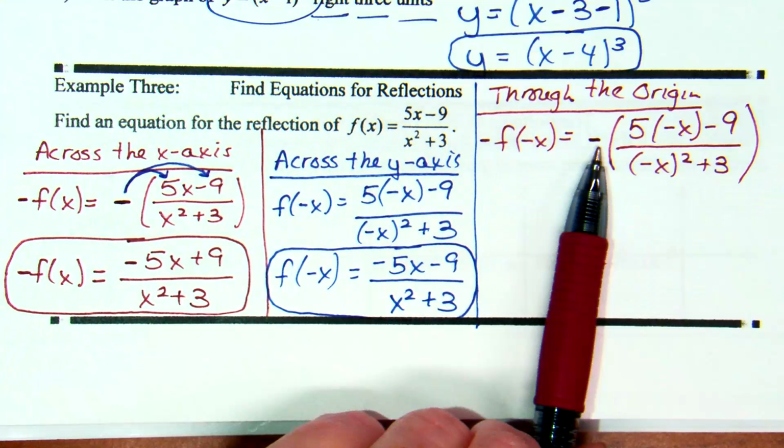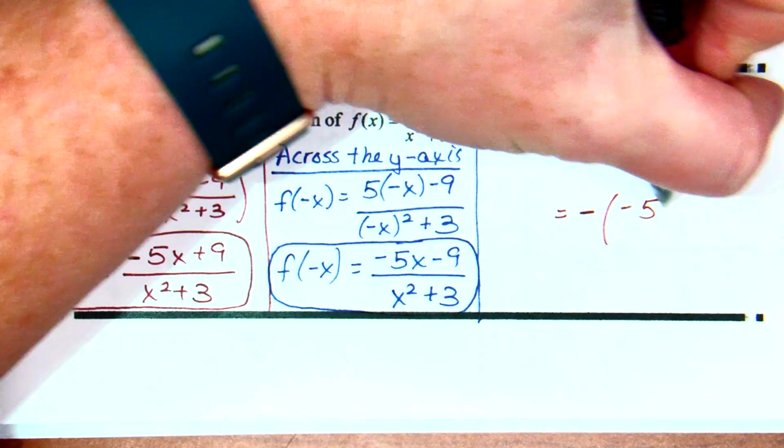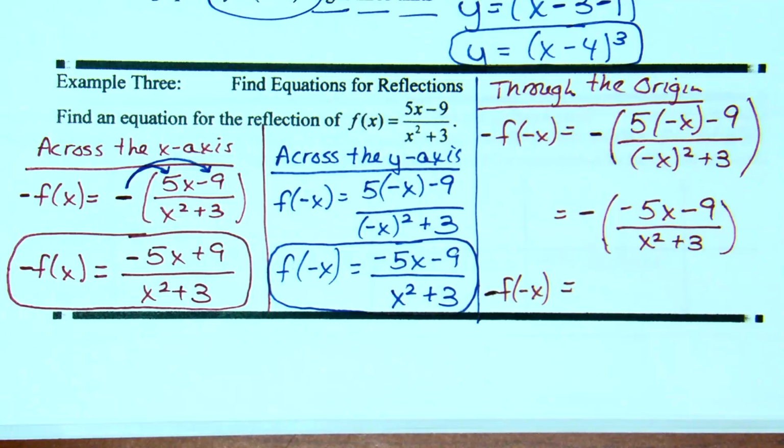I would like to take 2 steps to clean this up. You can do it in 1 step, that's fine. But just leave the negative out front for right now. Don't touch it. How does the inside clean up when I change the x to negative x? Same as last one, right? Negative 5x minus 9 over still x squared plus 3. Correct?